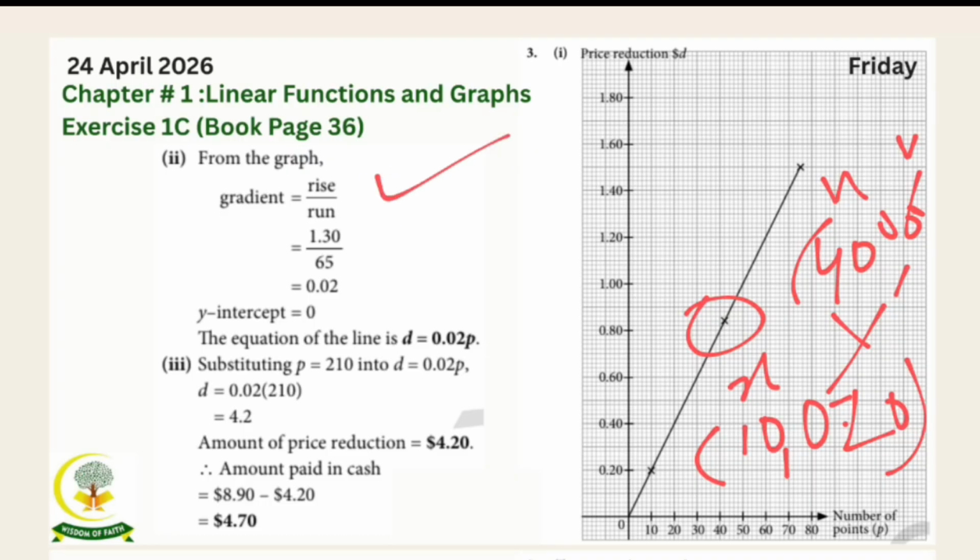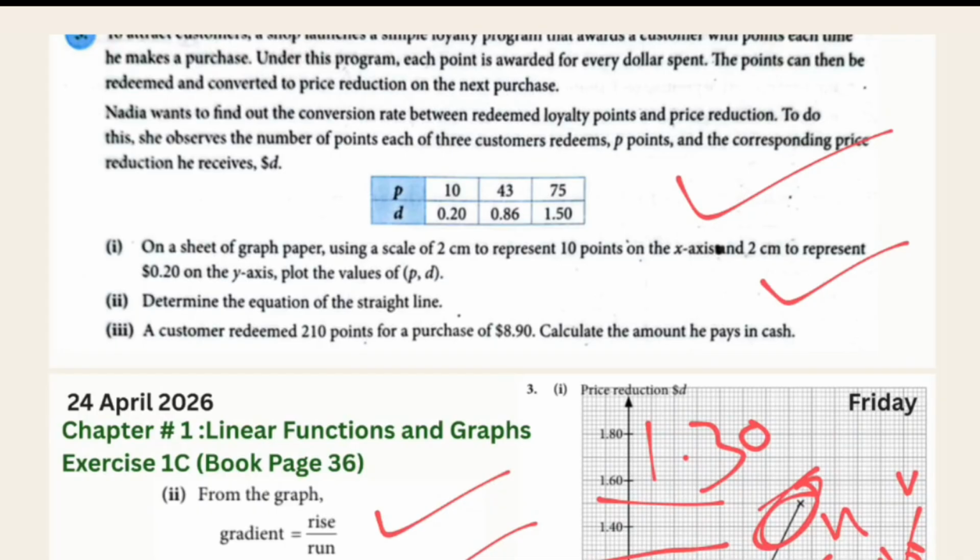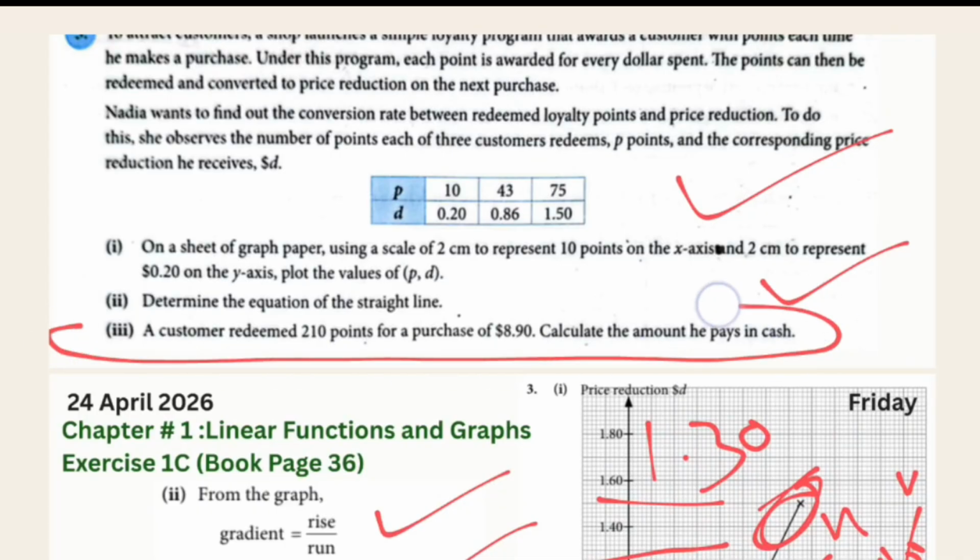Rise means 1.3 rise, yeah, and run is 65. Perfect. So here the maximum rise is 65 and here we have how much? This is the point, 1.30 is the point. So this point we just wrote here. Clear? And this is the value, y-intercept. According to that, as you can see, this is question number 3.